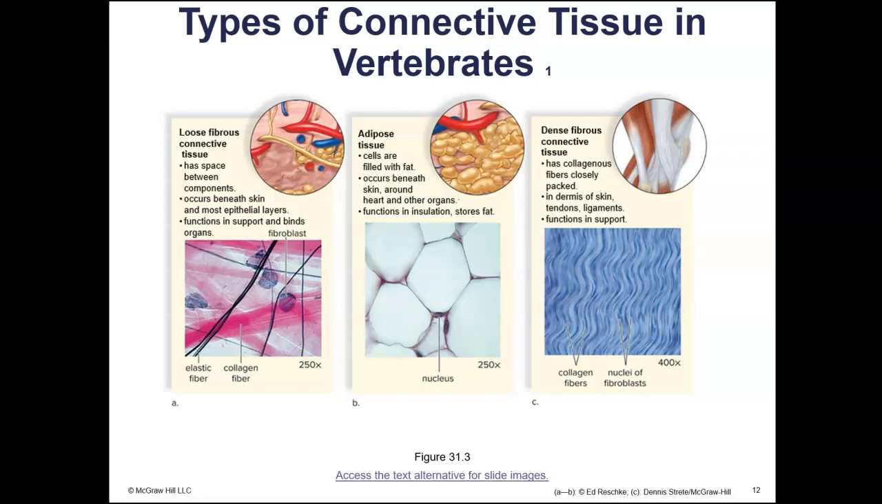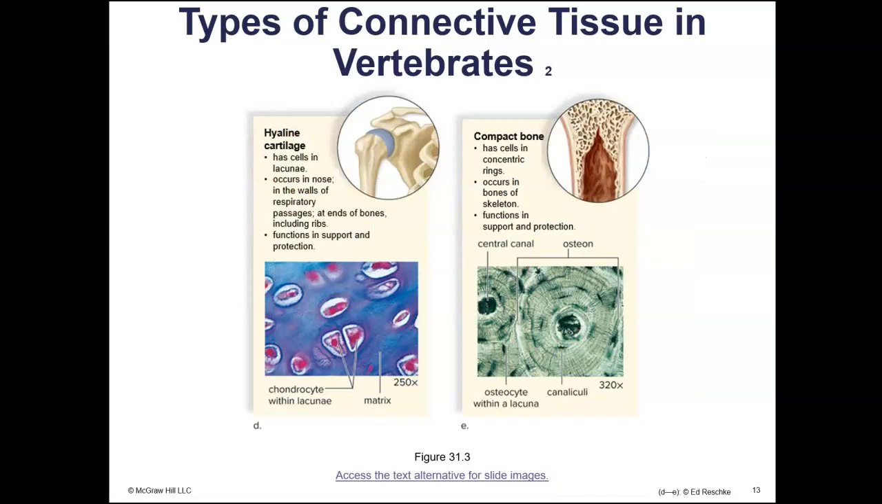And then we have dense fibrous connective tissue. There's a type of dense fibrous connective tissue that's found in the dermis of the skin, and also tendons and ligaments. So tendons connect muscles to bone and ligaments connect bone to bone, and they are composed of dense fibrous connective tissue.